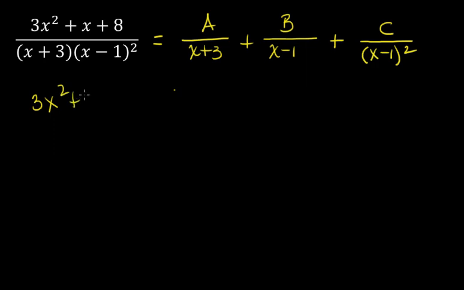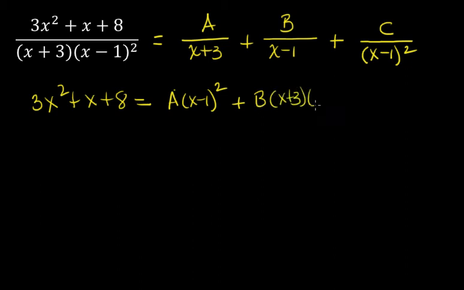So we have 3x squared plus x plus 8 is equal to, now when I multiply this by x plus 3 times x minus 1 squared, I just have a times x minus 1 squared. The denominators are all going to cancel. Then I have b, and I have x plus 3 times x minus 1. One factor of x minus 1 canceled. And on the last one, 2 factors of x minus 1 cancel, and I have c times x plus 3. So now I'm going to pick some very convenient values of x because this sentence is true for all x.